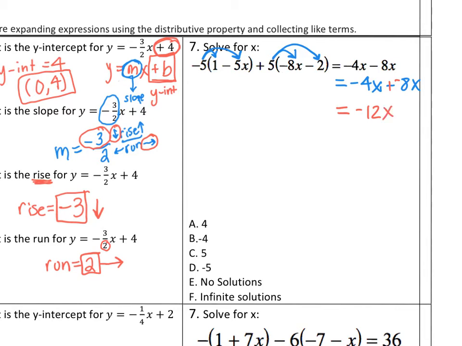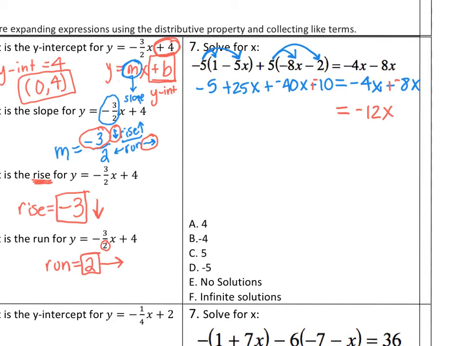Now let's look at our arrows and our distributive property. -5 times 1 is -5. -5 times -5x is positive 25x. 5 times -8x is -40x. And lastly, 5 times -2 is -10. Now you can change that -10 to addition of the opposite, which still makes that 10 negative.